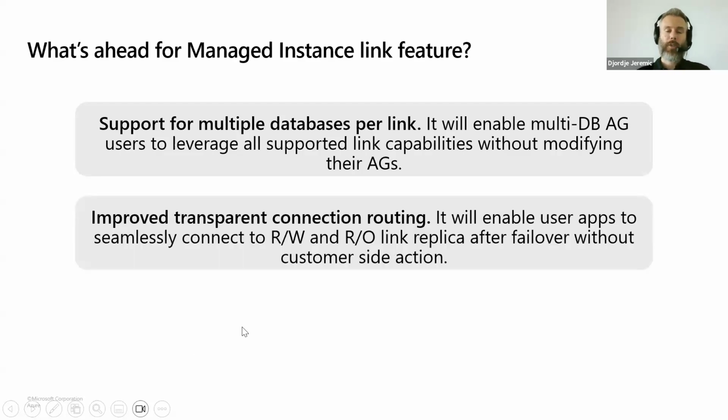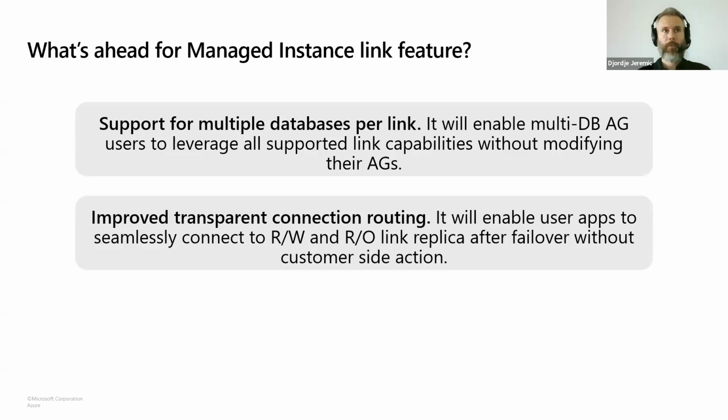Improved transparent connection routing. So you probably saw during the demonstration of the link configuring wizard in SSMS, there is a tab about transparent connection routing. So what is this about? Typically, one part of every disaster recovery drill scenario or database migration scenario is that once the failover is complete or migration is complete, you want your application to start communicating with a new primary replica. And currently, some manual work is needed to make this happen for Managed Instance Link.